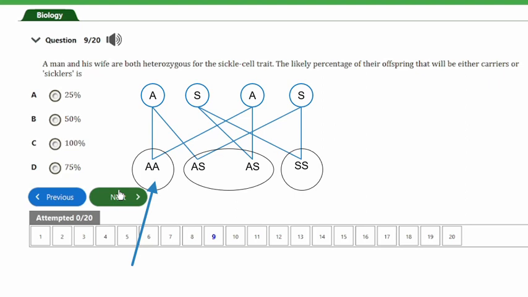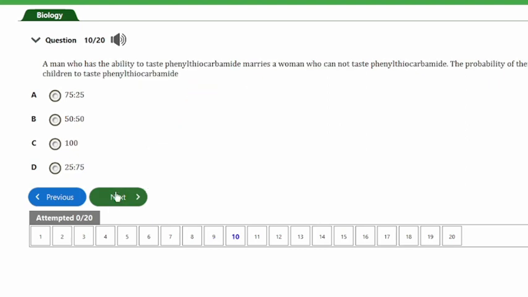is non-sickler. So guys, if we are to show this as a fraction, this will be 3/4. That's out of this 4, 3 of these will comprise of carriers and sicklers. That's 2 carriers, 1 sickler, making it 3 out of these 4. So guys, if we have to put this in percentage, 3/4 times 100 is 75%. So let's look at the next question, and that's question number 10.